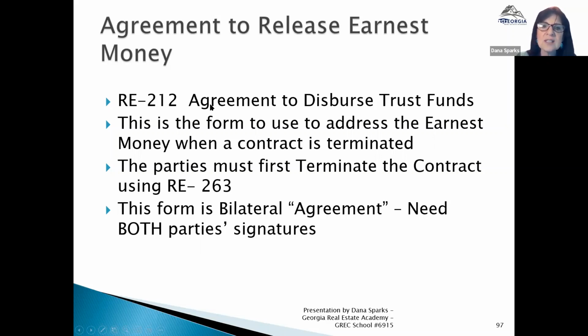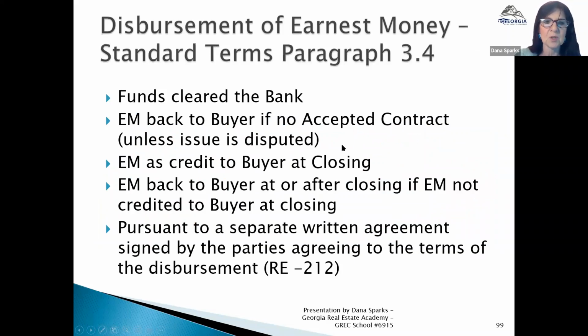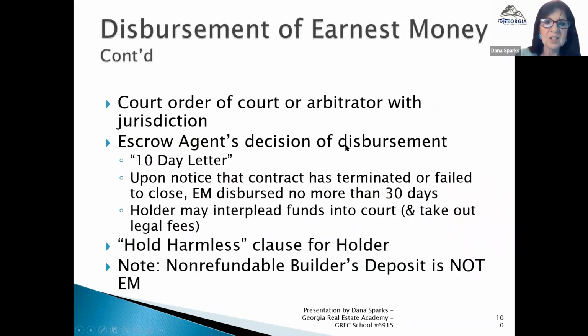The notice to terminate the contract is unilateral. It only needs one party's signature. But per license law, as well as per the contracts, an agreement to disburse the earnest money, RE 212, does need both parties' signatures, and you fill out who the earnest money gets disbursed to. Talked about that.